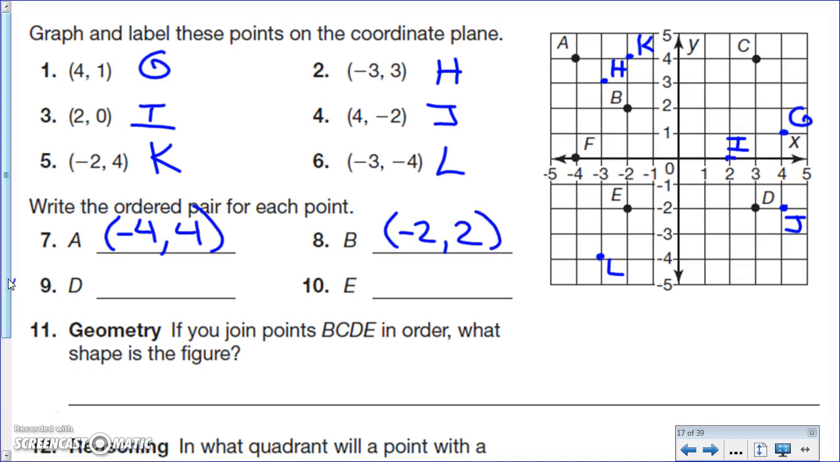For 9, for letter D, we're going to go over to +3 on the x and down to -2 on the y. Finally, for E, we're going to go to -2 for the x and down to -2 for the y.